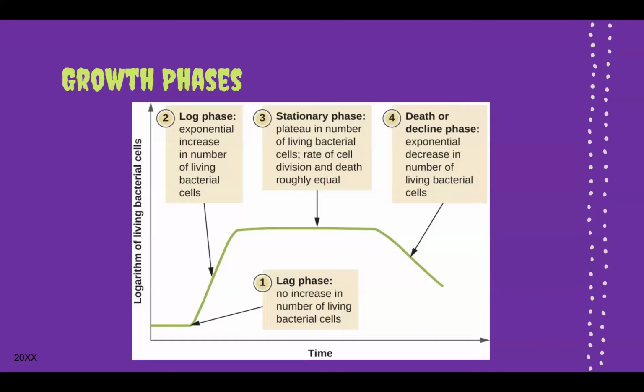Biggest thing to understand: the lag phase is a very slow increase in microbial cells. The log phase is an exponential or rapid increase. Stationary is steady, where for every one cell that dies, another cell replaces it. And then the decline phase, the death phase, is where those microbes start to die off because there are no longer any resources to keep them alive.